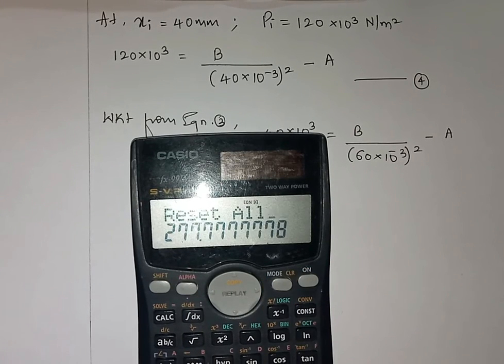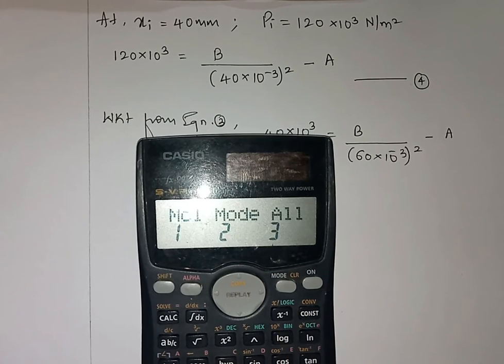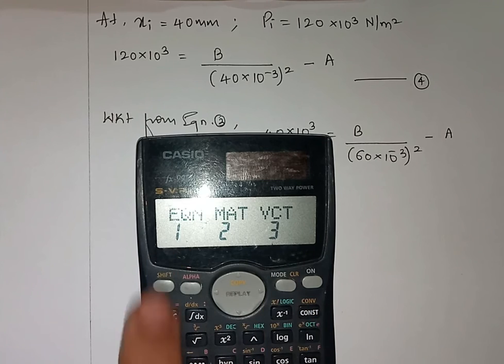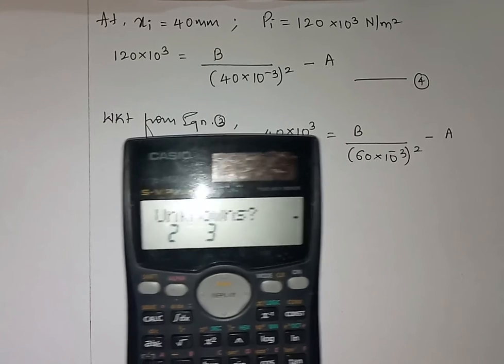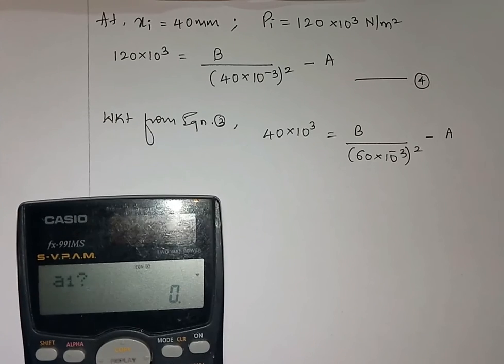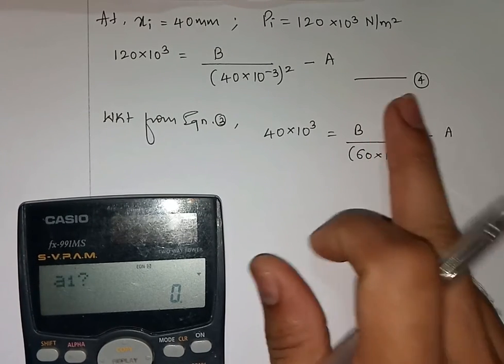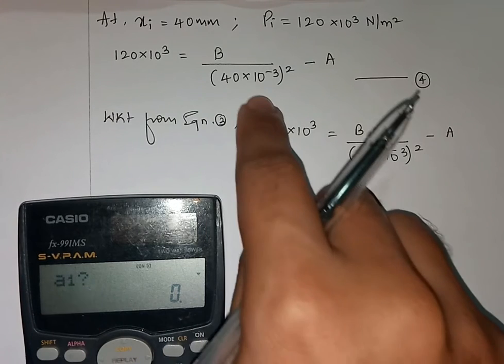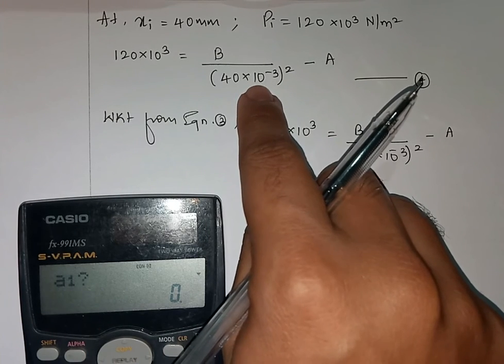So let me clear the mode. Okay, then I go to the equation mode. Next, the number of unknowns is 2, so you say 2. Let me say this is my equation 1 and this is my equation 2. Right, so for the value of a1, I'll put this value.